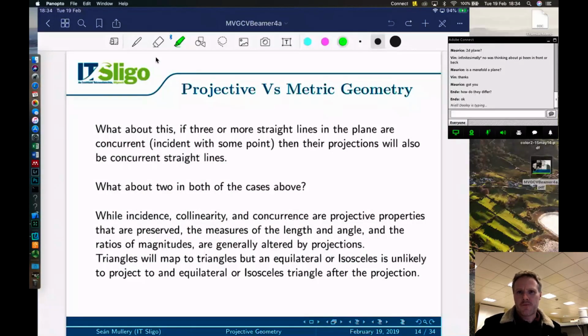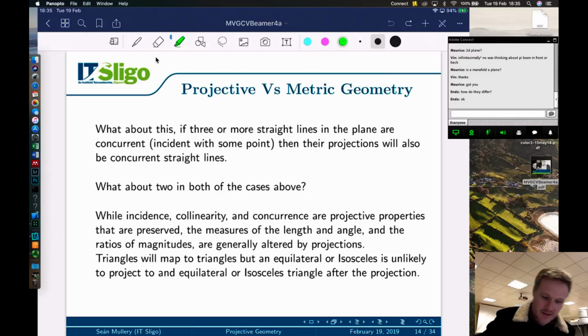So what about this? If 3 or more straight lines in a plane are concurrent, which is incident with some point, then the projections will also be concurrent straight lines.